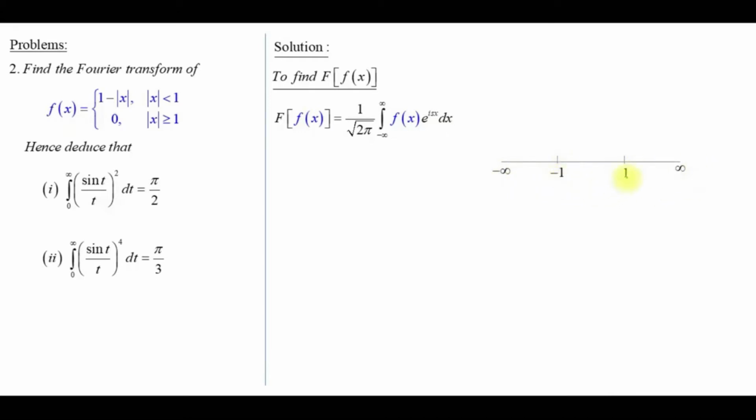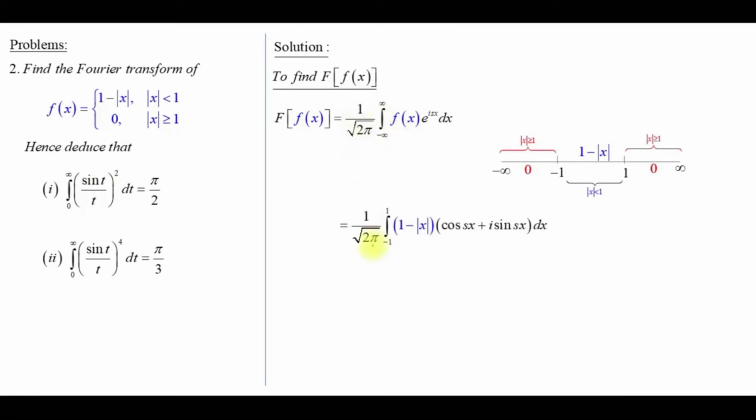This minus 1 to plus 1 is the mod x less than 1 part. In mod x less than 1, f of x is given as 1 minus mod x. The other two parts, namely minus infinity to minus 1 and 1 to infinity, together are called mod x greater than or equal to 1. In those parts, f of x is given as 0. Thus, f of x is defined only in minus 1 to plus 1. Therefore, we take minus infinity to plus infinity as minus 1 to plus 1.